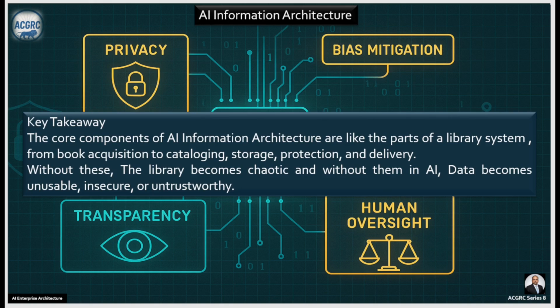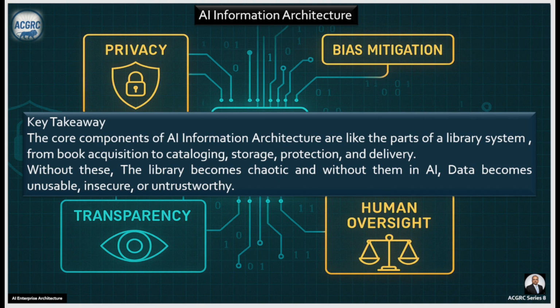The core components of AI information architecture are like the parts of a library system, from book acquisition to cataloging to storage to protection and delivery. Now, without these, the library becomes chaotic, and in a similar sense, in AI, the data becomes unusable, insecure, or just untrustworthy.